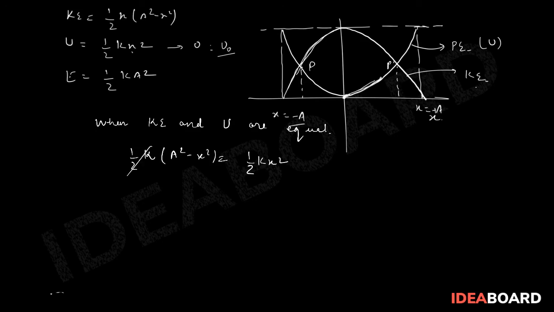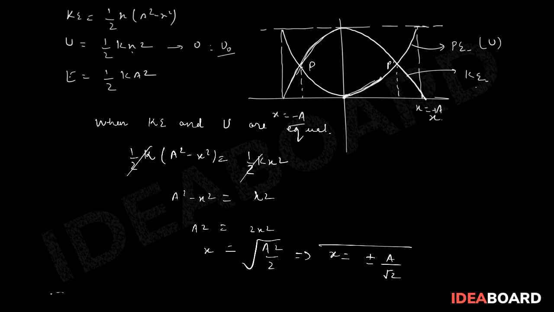Then we can solve this. We get a square minus x square is equal to x square. So 2x square is simply a square, x square is a square by 2, and under root, x will be plus minus a by root 2. I would suggest you remember this result. This can be directly asked in the question paper.